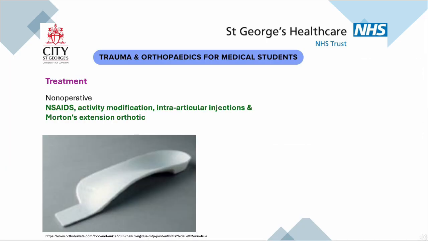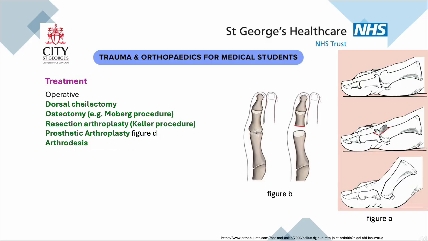As with all conditions, the treatment in the early stages is non-operative with non-steroidals. Consider activity modification. You can use an orthotic which stops the foot from dorsiflexing too much, and in acute situations you can consider a steroid injection into the joint. If the conservative measures don't work, you can consider a number of operative interventions, either to trim away the osteophytes or to do some form of osteotomy, a fusion, or occasionally even a replacement.